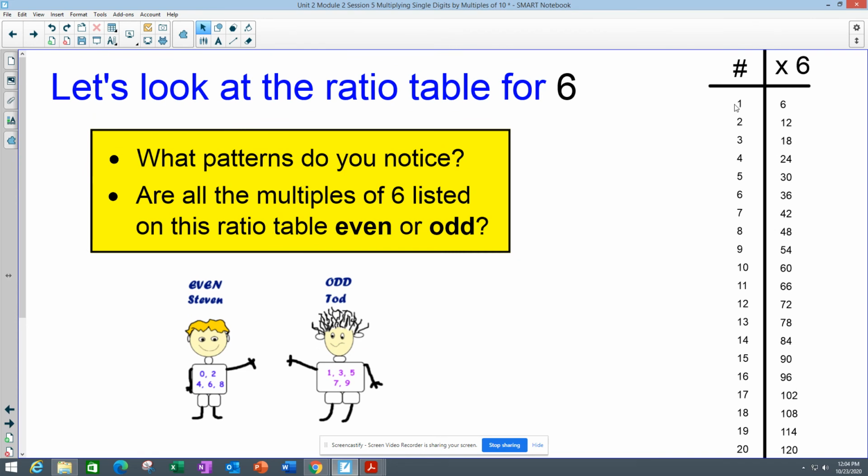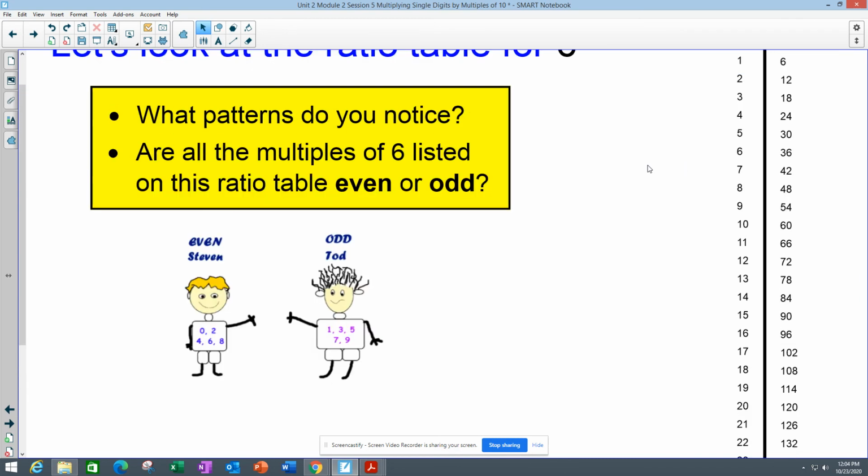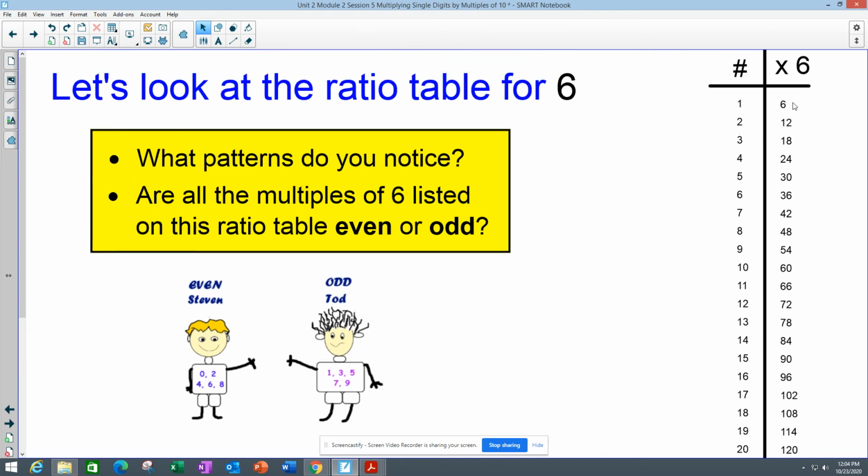So 1 times 6, 2 times 6, 3 times 6, all the way across. These are very helpful ratio tables. This one's pretty detailed too. It keeps going. So are all the multiples of 6 listed on this ratio table even or odd? So these would be the multiples, right? Because 1 times 6, 2 times 6, keep going up. So are they even or odd?